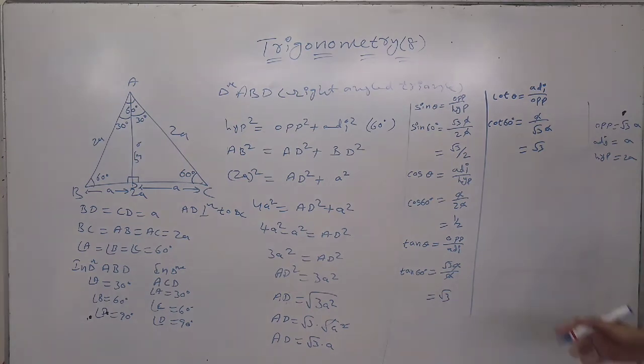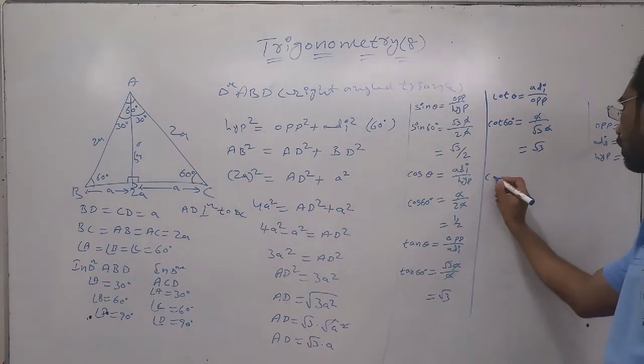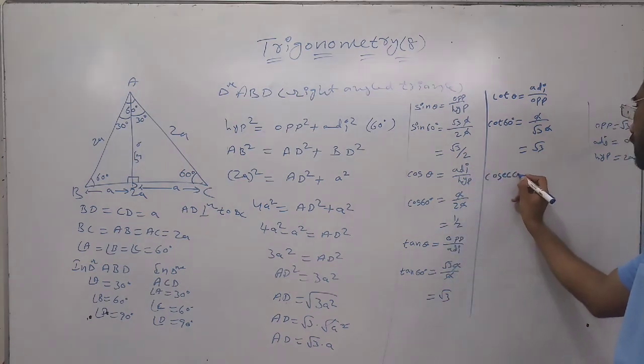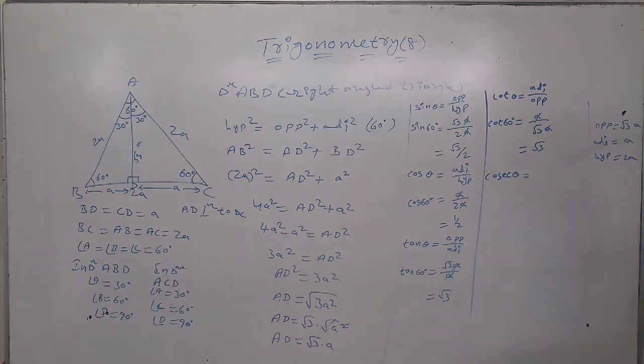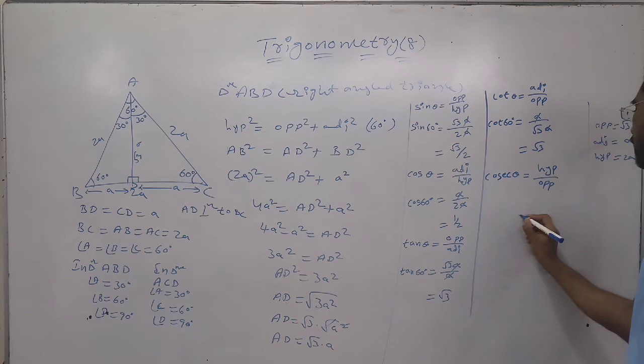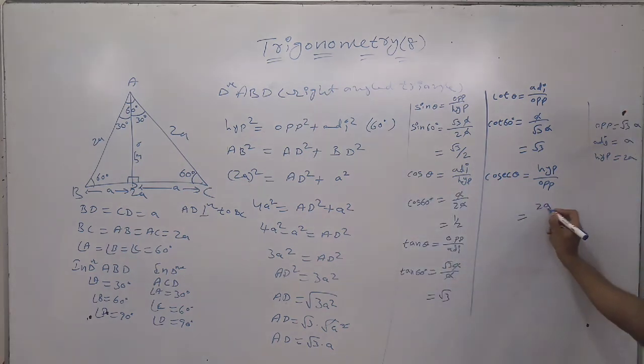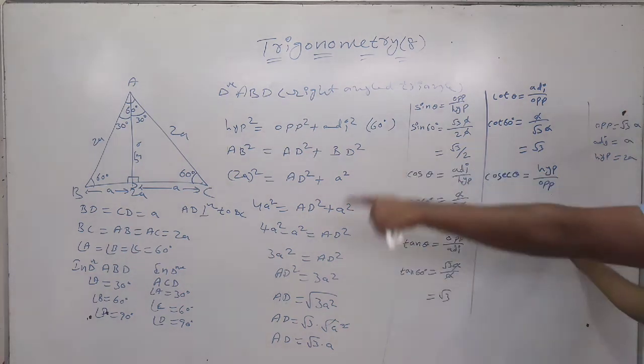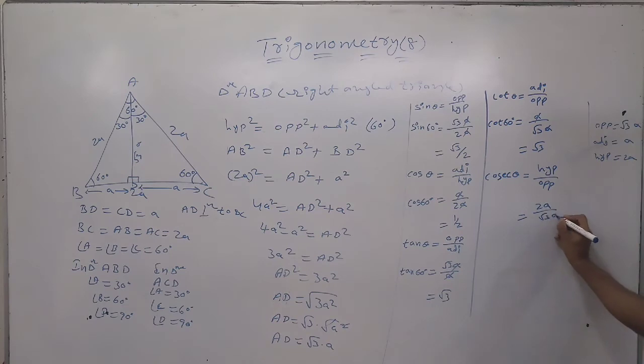Next we will go for cosec theta. Cosec theta is hypotenuse by opposite. What is hypotenuse? 2a, and opposite is how much? Opposite side root 3a. The a gets cancelled. It is 2 by root 3.